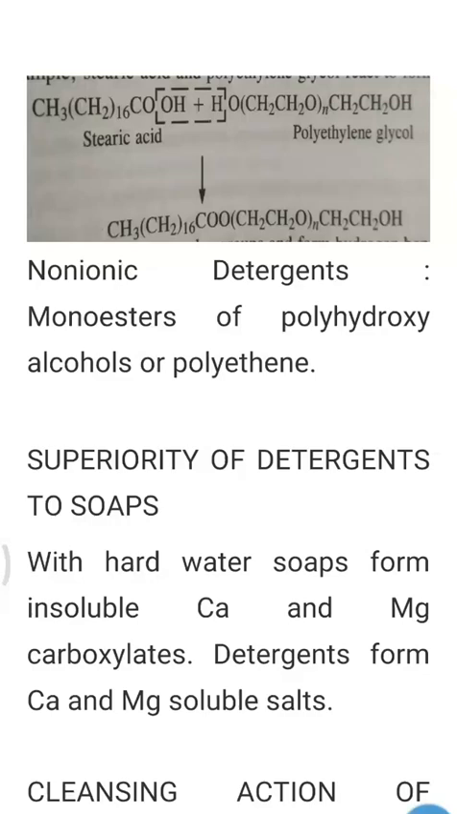After this, superiority of detergents to soap. Why are detergents better than soap? Because of two obvious reasons. Number one, they are quite effective in hard water. They will not form any scum with hard water. And number two, they can be effectively used in the acidic medium. So we can use them in acidic medium, whereas soaps are not very effective in the acidic medium.